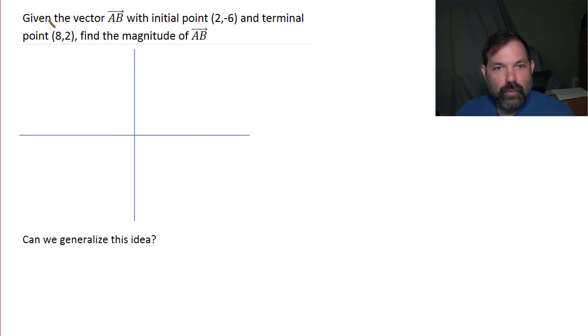So now let's work with that same vector some more. Given the vector AB with initial point 2, negative 6 and terminal point 8, 2, find the magnitude of AB. Recall that if we're thinking in 2 dimensions, the magnitude can be thought of as the length of the vector. So why don't you try that one out on your own?